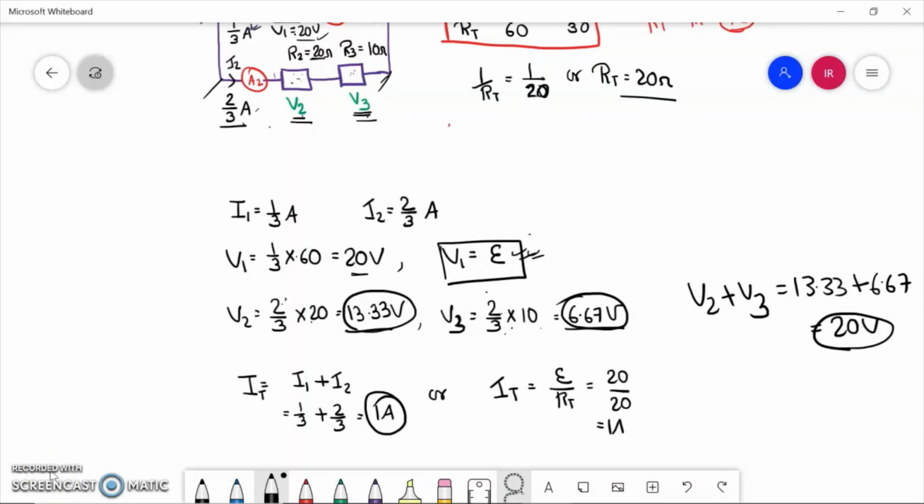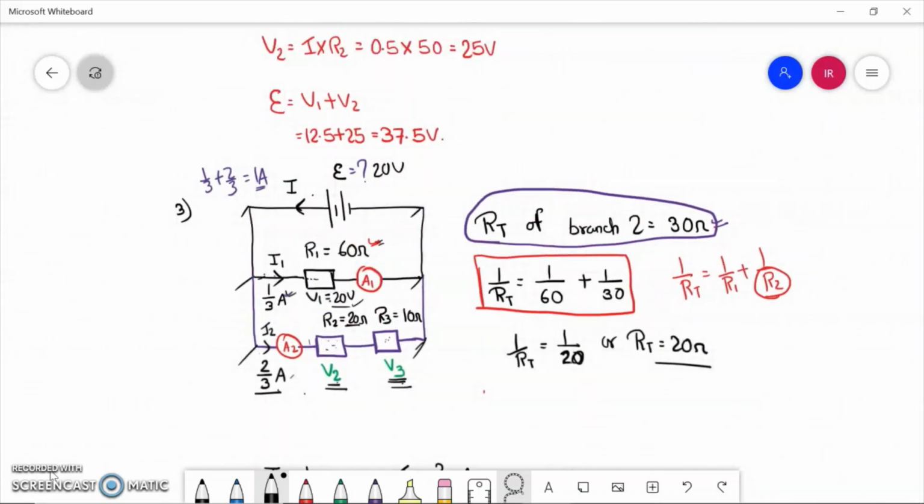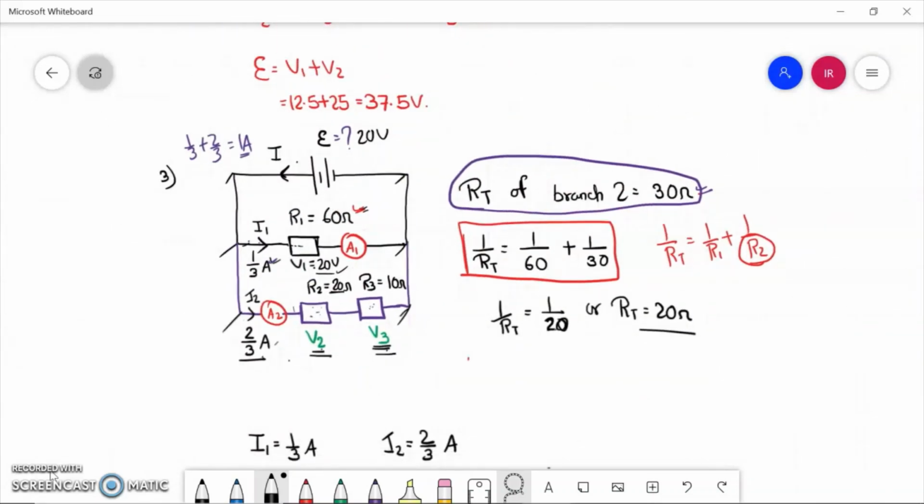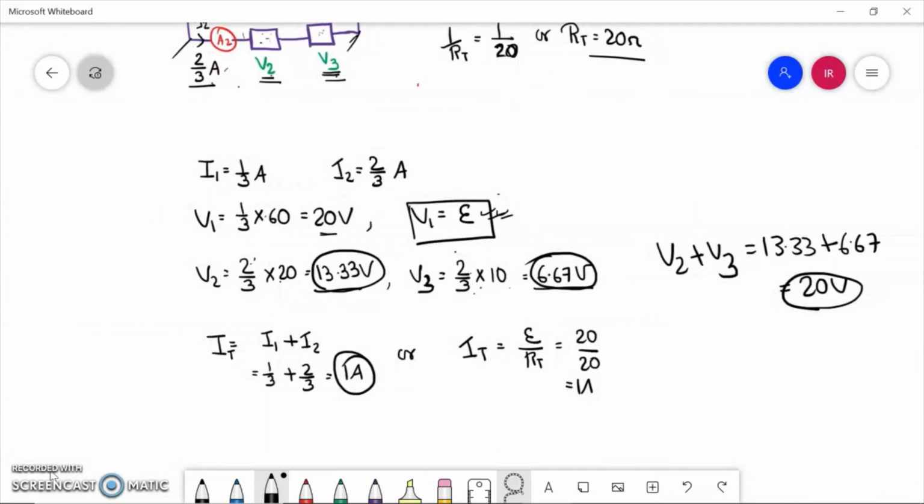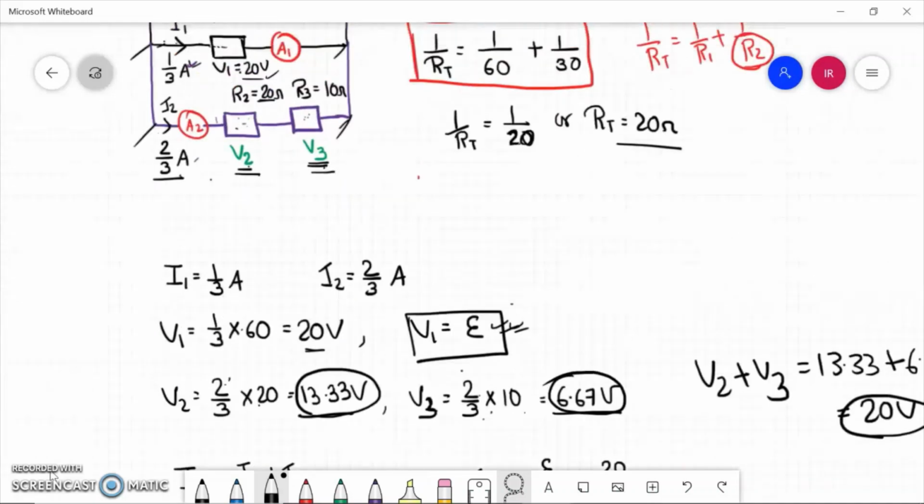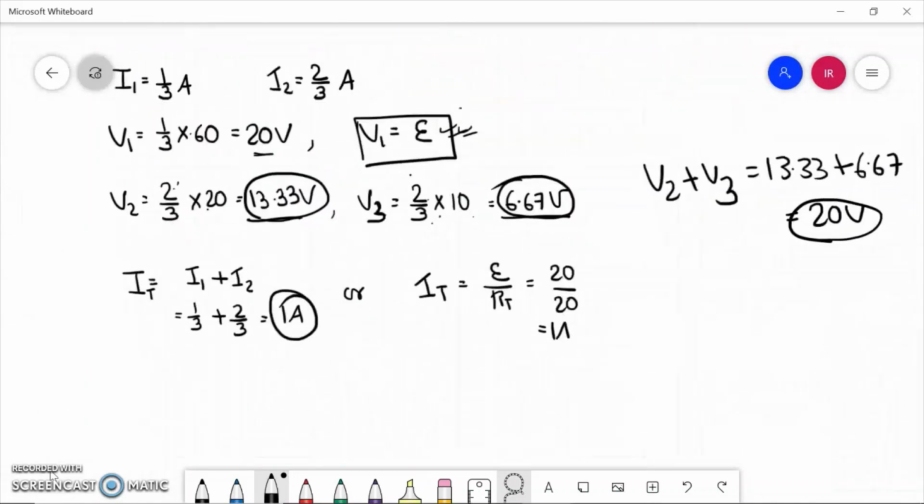The total current we already found at the very beginning of the math. We found it as 1 ampere, right? But there is another way you can find the total current, so we'll discuss that also. I hope it's clear up to here. If anyone has any doubts, you can go through the video again.